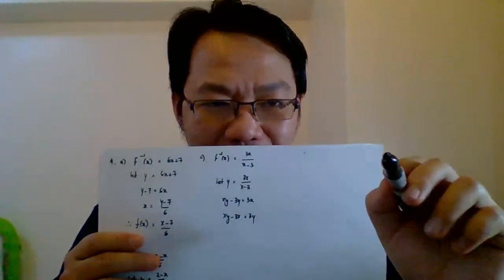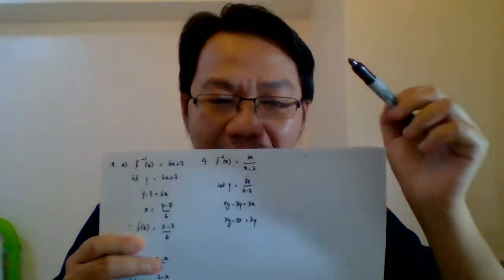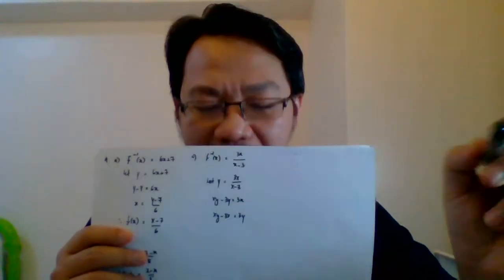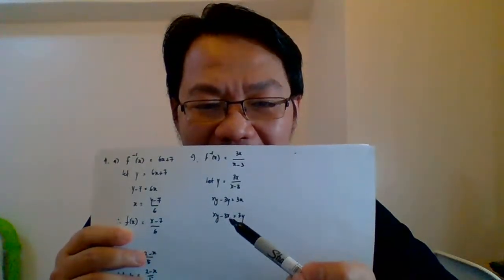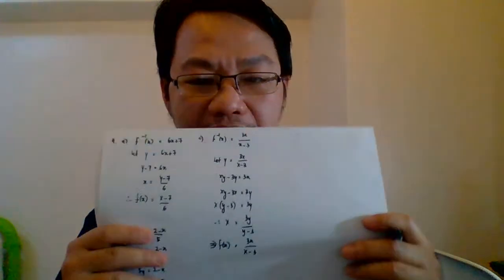So according to chapter 4, which we already learned, any letter or any number that is repeated, we need to factorize. And also, because we want x to become the subject, that's why we need to factorize that x. So we factorize x here, so it becomes x times y minus 3 equals 3y, and x equals 3y over y minus 3. And we make a conclusion: f inverse of x equals 3x over x minus 3. That will be the end. Okay, this is the end.